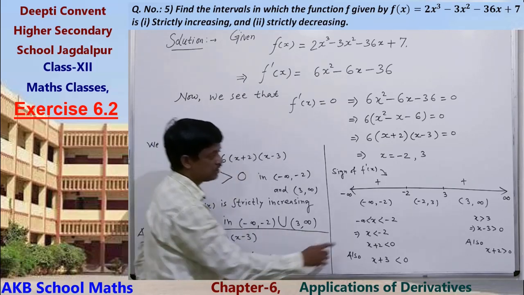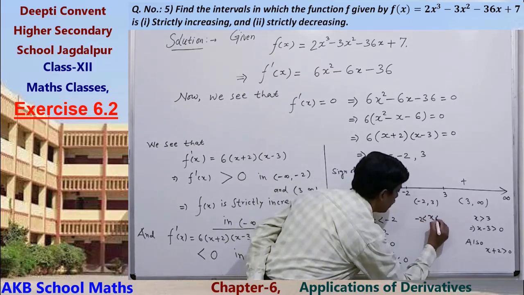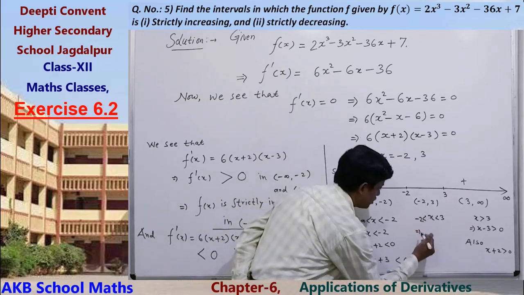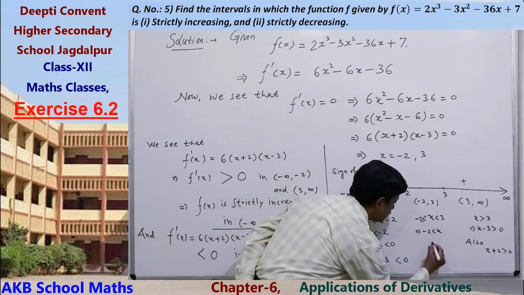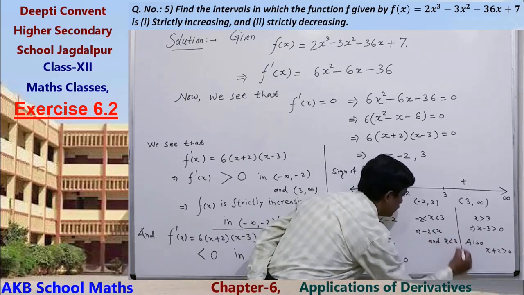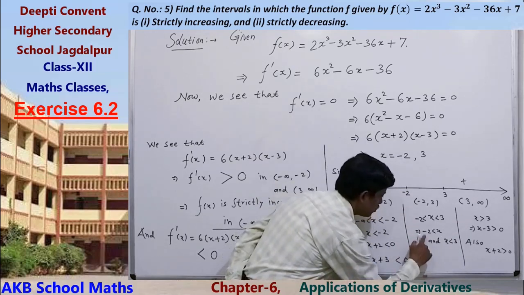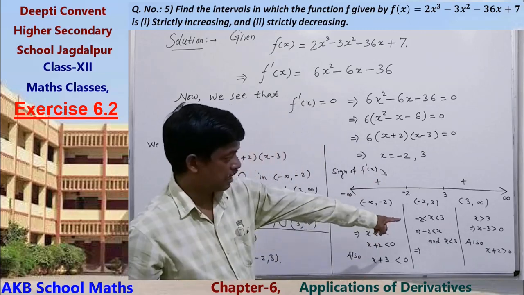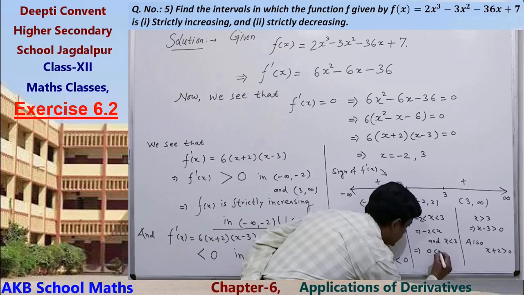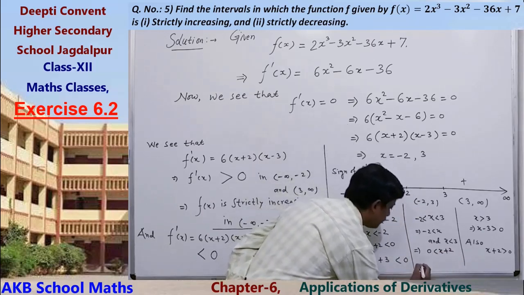Minus 2 to 3, that is in this interval. Here x lies between minus 2 and 3. So by taking minus 2 less than x and x less than 3, minus 2 less than x means x plus 2 is greater than 0. Clear?